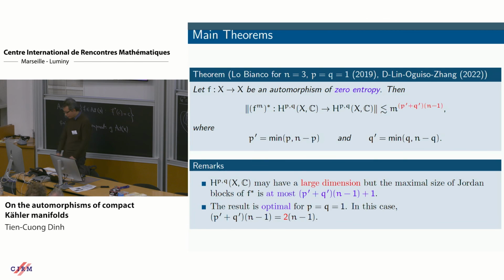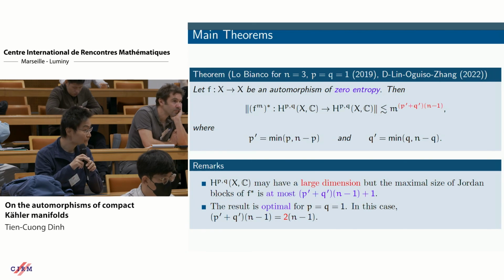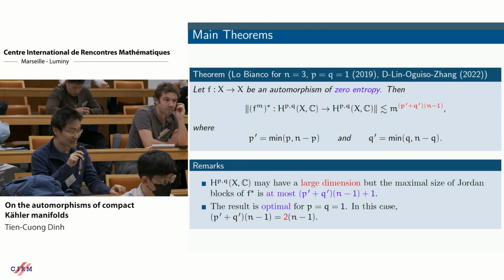I think by duality, you can consider the case where p prime and q prime are almost maximal, but for the middle degree, we know that it's not optimal. And we don't know how. We can consider examples to see what is the expected upper bound, but we don't know how to prove this. It's open. It's also an open question. What is the upper bound?